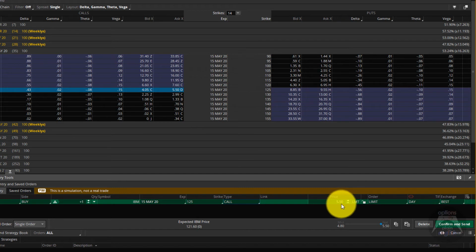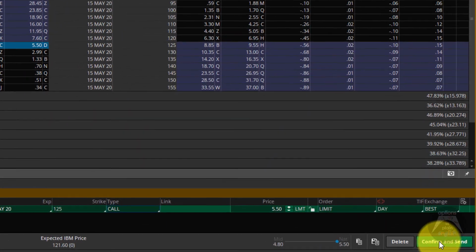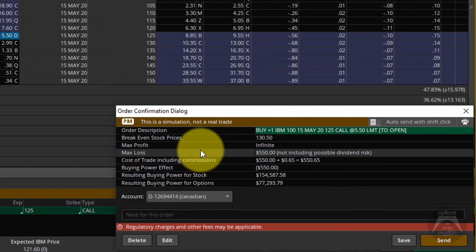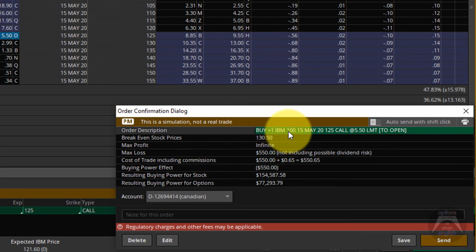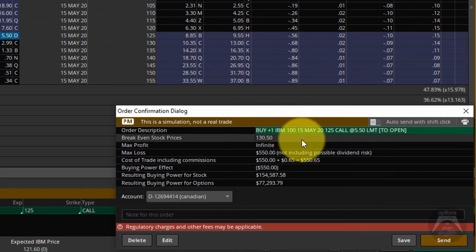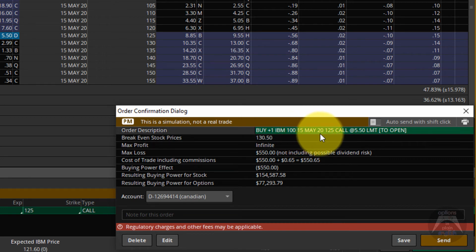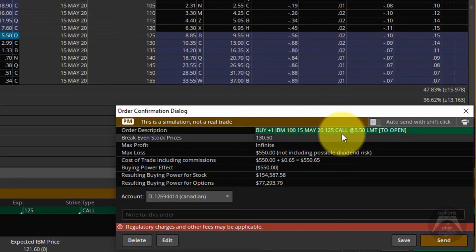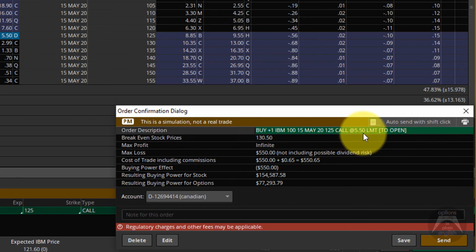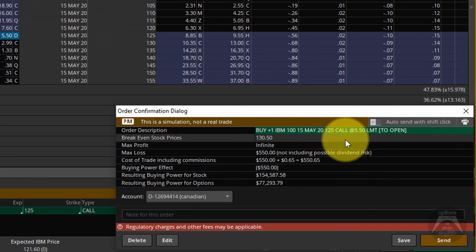We're going to buy it at 550. In reality, when you go into the market, you're probably not going to be selling at 550. You're probably going to be looking for a price closer to maybe $5 and not 550. But in this case, just to do the example, I'm going to buy it at 550. And I'm going to hit this button just to see some information. So I'm buying one contract of IBM covering 100 shares, the expiration 15th of May 2020, the strike price 125. It's a call at a price of 550 to open. So I'm buying to open.